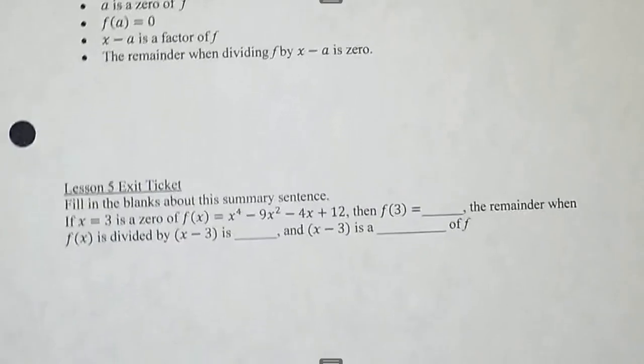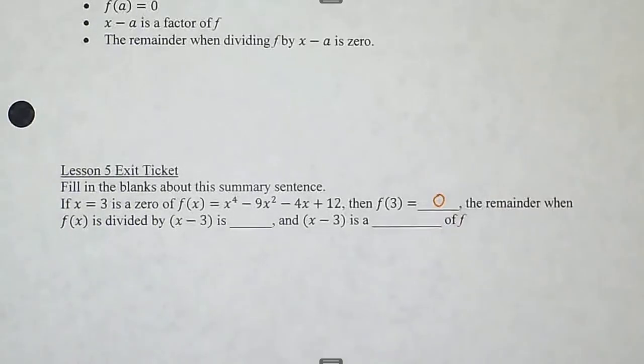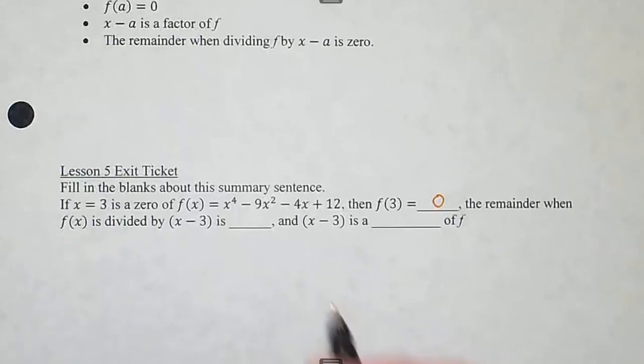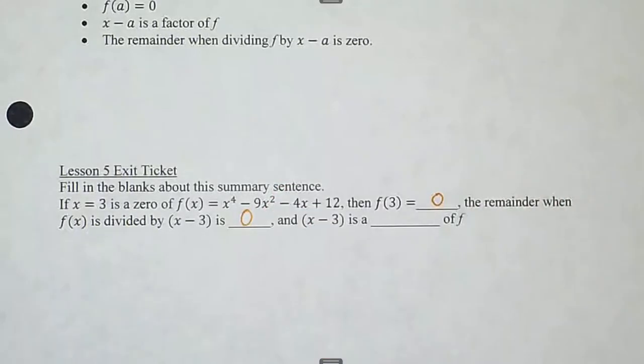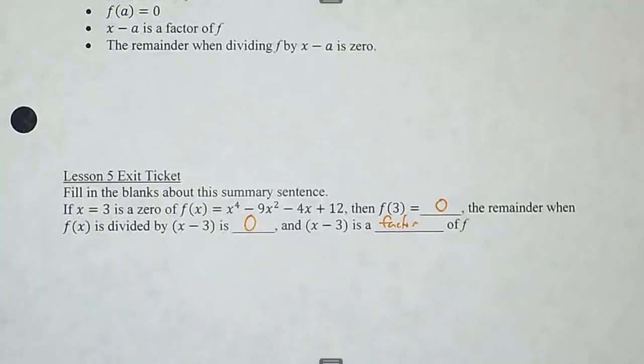So we can play a little fill in the blanks here. If x equals 3 is a 0 of f, then f of 3 equals 0. The remainder when dividing by x minus 3 is 0. And x minus 3 is a factor. All right.